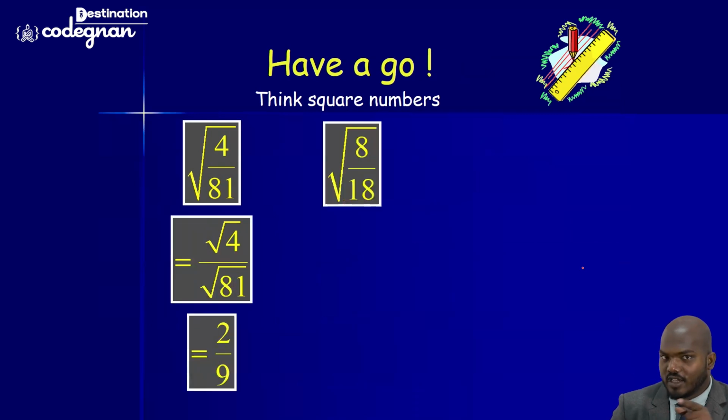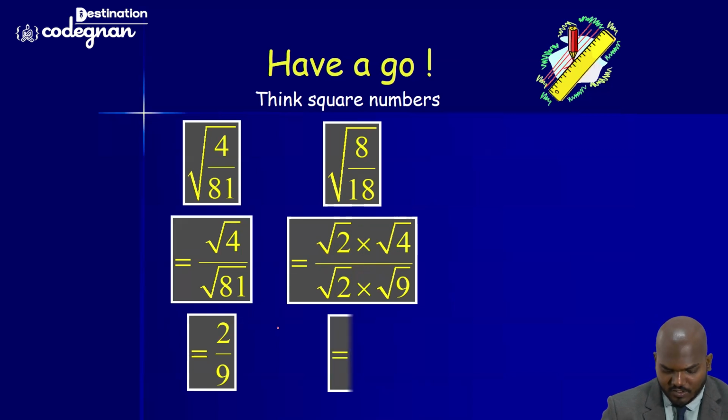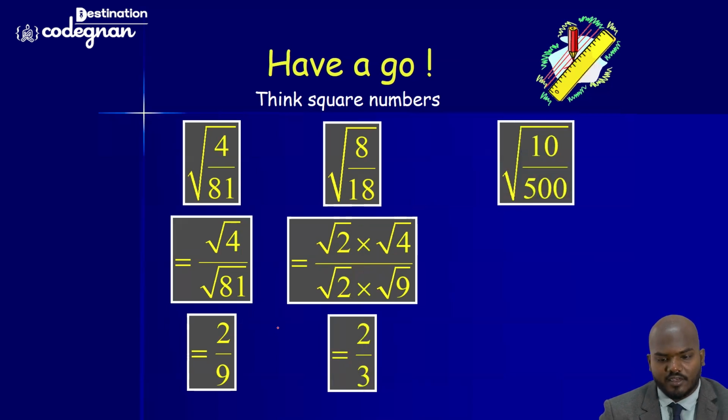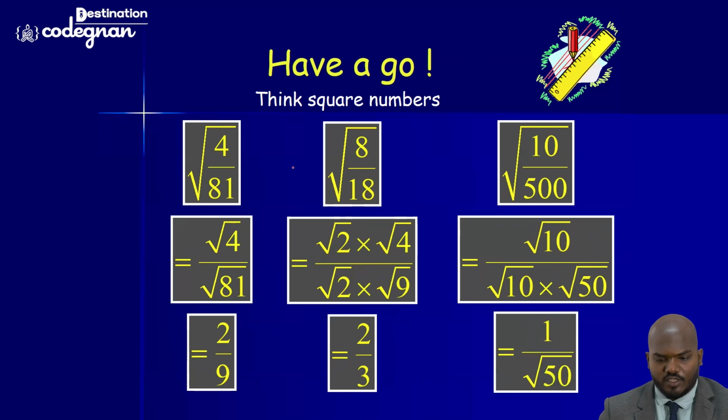And next one, can you try this? Get me the answer, please. Okay. So the answer for this one, you can break down like this, that is 2 root 2 times 4 root 4 and root 2 times root 9. I can make it like this. So that will give you the value 2 by 3 here. And so 10 times 500 here. I can call it 10 root 10 by root 10 cross 50. I can call this one 1 by 50. You see this one? Root 10 gets cancelled. Here you will get the value 1 by root 50 in its place.